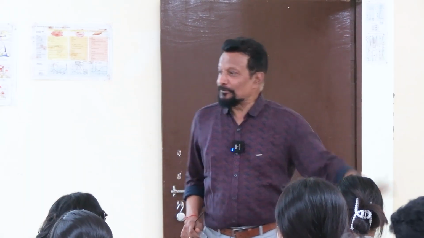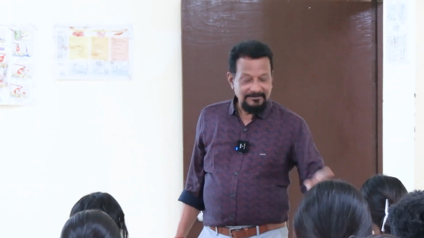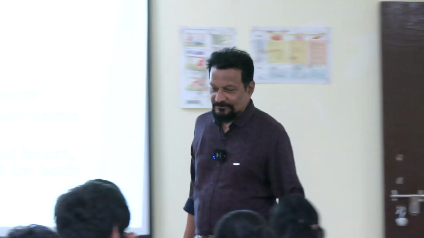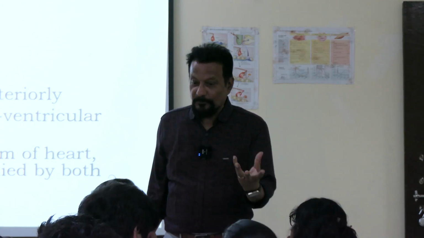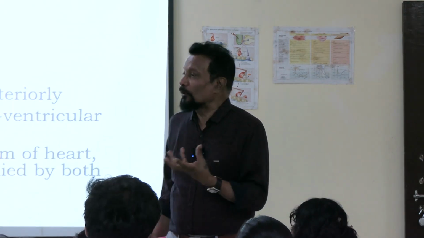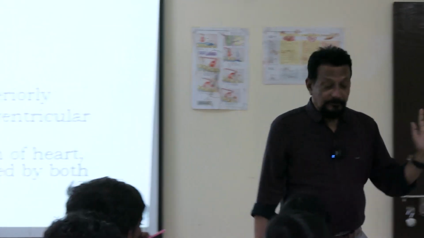In absence of SA node, suppose SA node is destroyed, in that case, AV node will come into action. Now your heart will beat according to the pace at which she is generating cardiac impulse. According to that pace. If again she is destroyed, then the heart will beat according to this rate. Okay? Now the rate of impulse will be around 40. So with 40 cardiac beats, it is very difficult to survive.